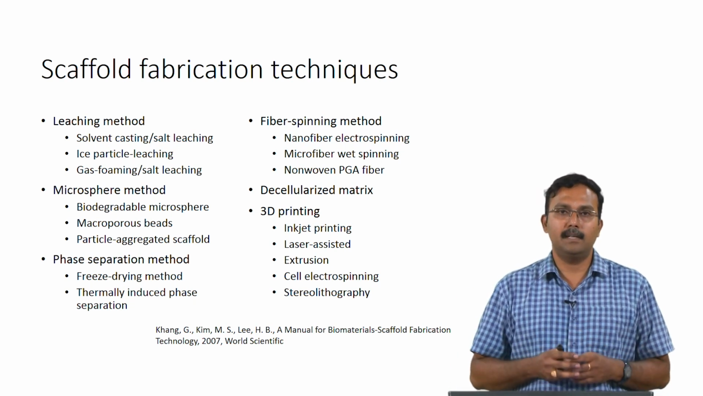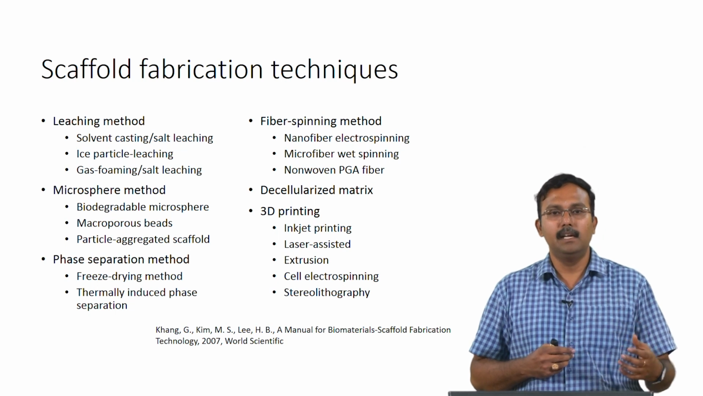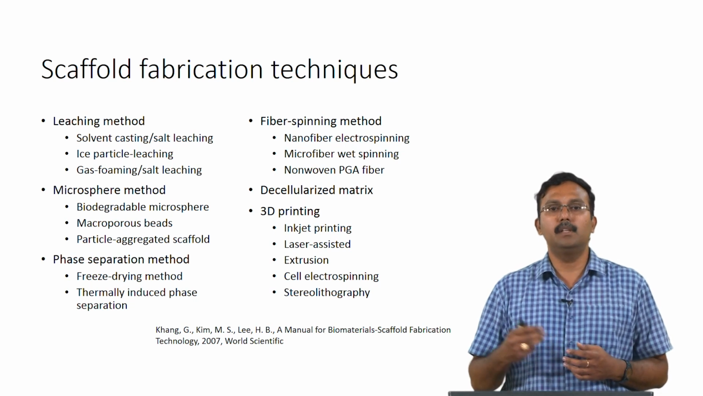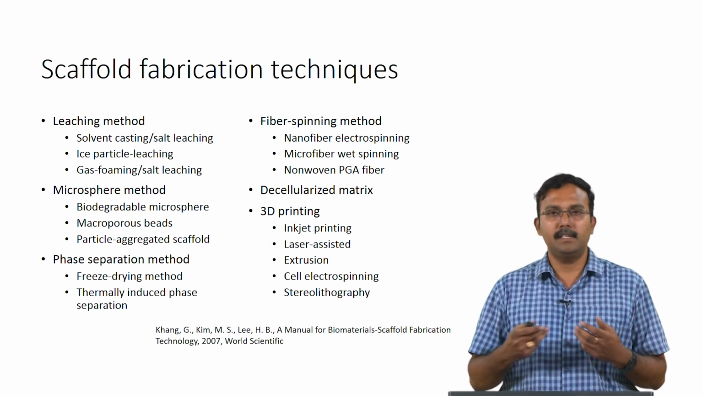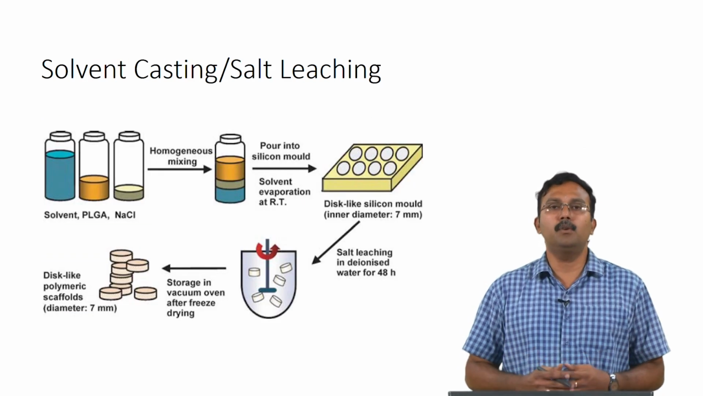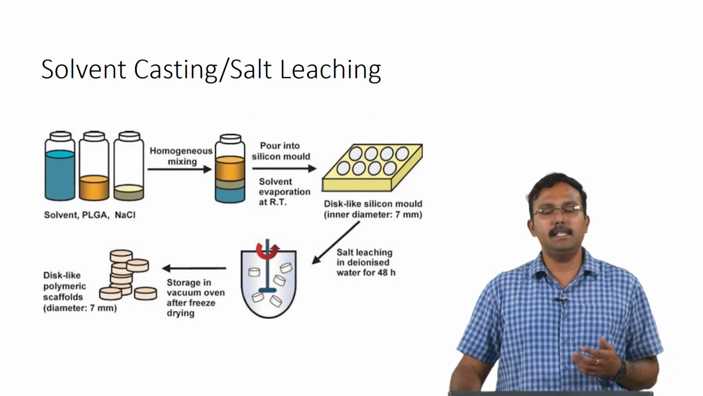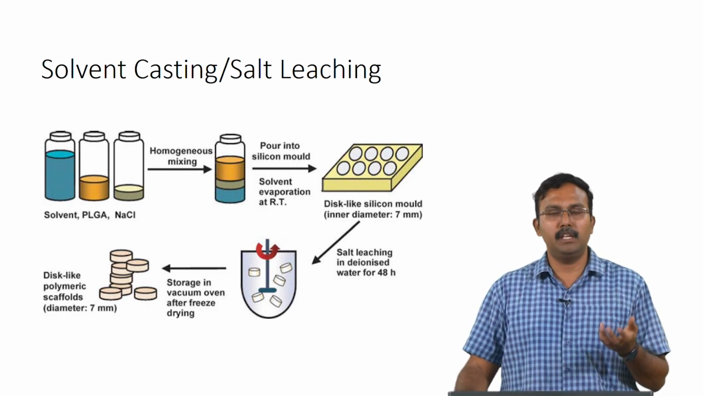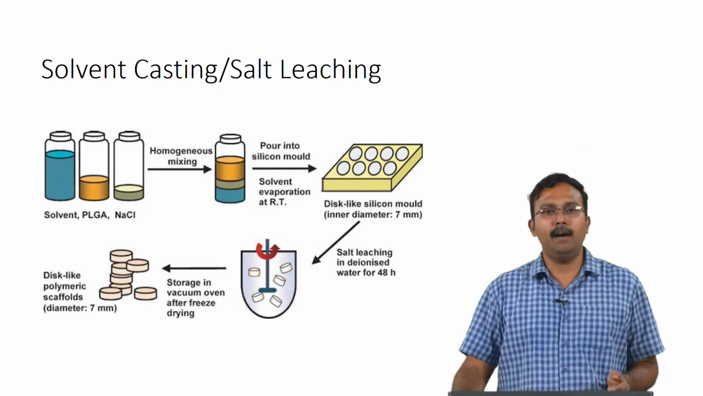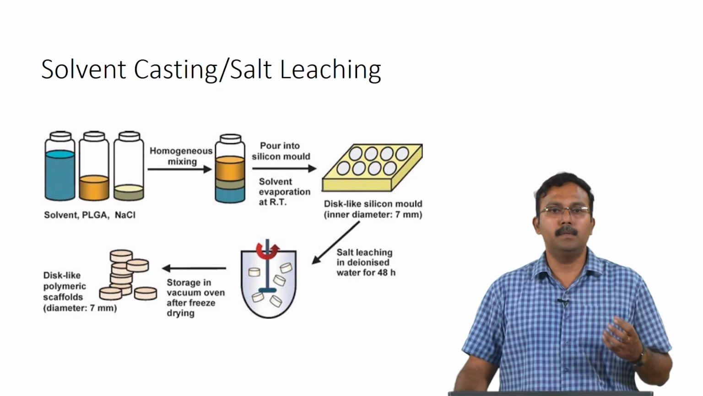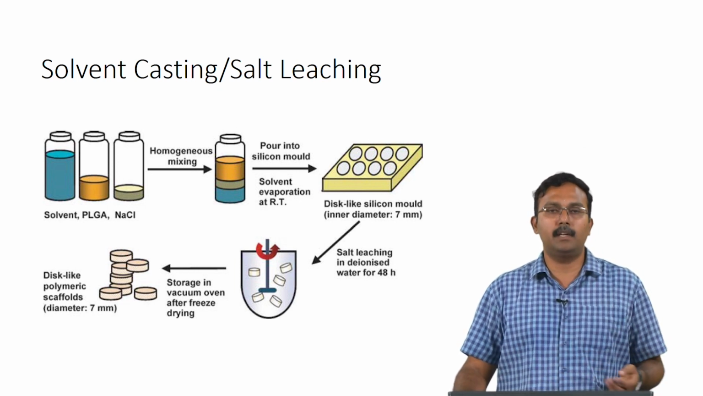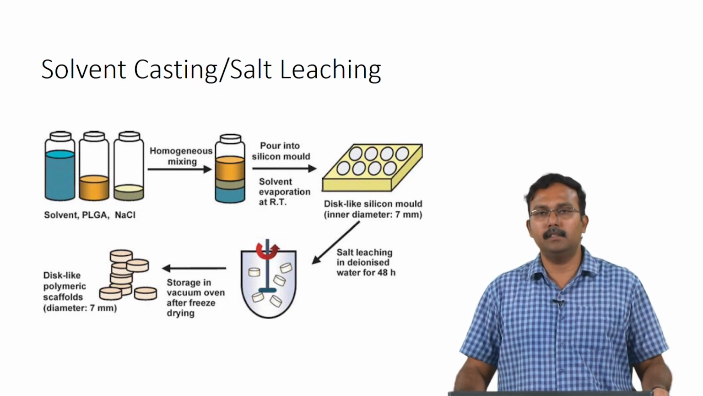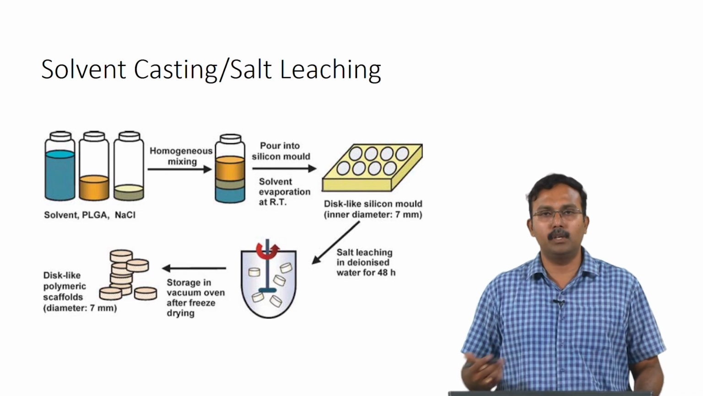So, now let us look at some of the more traditional strategies which are the leaching methods, where we will be talking about the solvent casting and salt leaching and also the gas foaming and salt leaching method. So, we will first start discussing this. Let us first talk about solvent casting and salt leaching method. So, this is an example of how you would use this method to prepare a scaffold. So, in the protocol given, you have three things. First is a solvent which can dissolve the polymer and the salt which you are trying to use for this method. So, the polymer chosen here is PLGA and the salt which is used is just NaCl or sodium chloride.